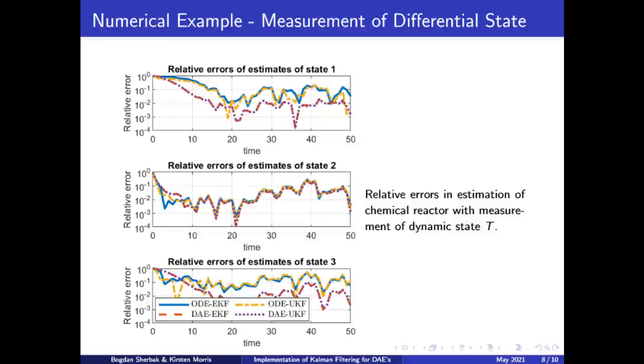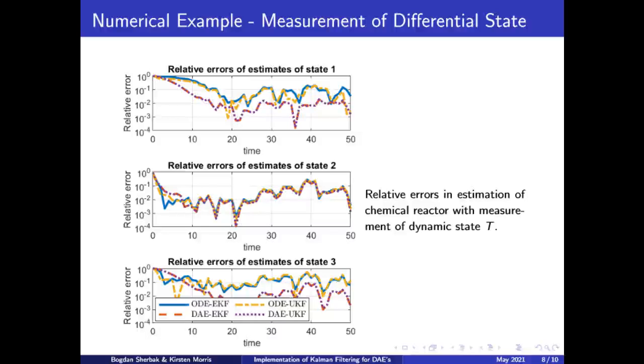The results of estimating this model using the measurement of the differential variable temperature with these four different filters is shown here. The solid blue line labeled ODE EKF is the relative error of the estimate provided by converting the differential algebraic equation into a system of ordinary differential equations and applying the extended Kalman filter. Similarly, with the dashed dot yellow line labeled ODE UKF, but applying the unscented Kalman filter.